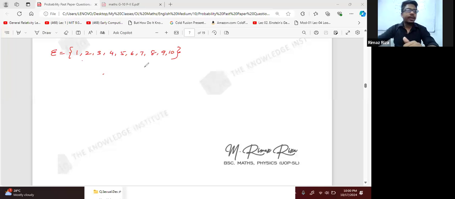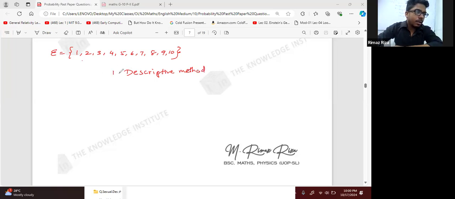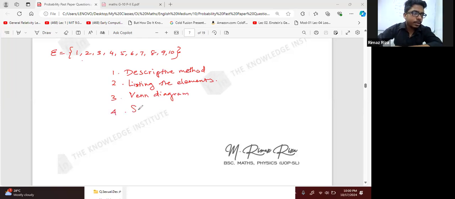Okay, so actually there are 4 methods to represent a set. So the first method is the descriptive method. You can describe the set. And the second method is listing the elements. You list the elements in the set. And the third method, which you study in grade 9, is the Venn diagram. And the fourth method, which you study in grade 10, is the set builder method.